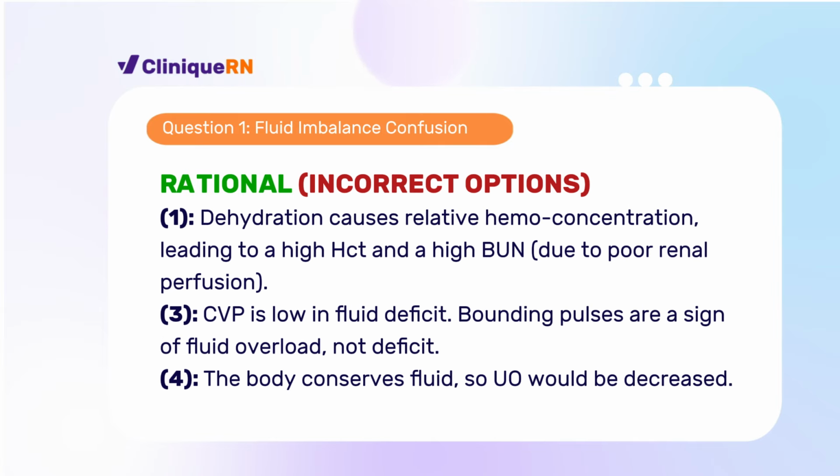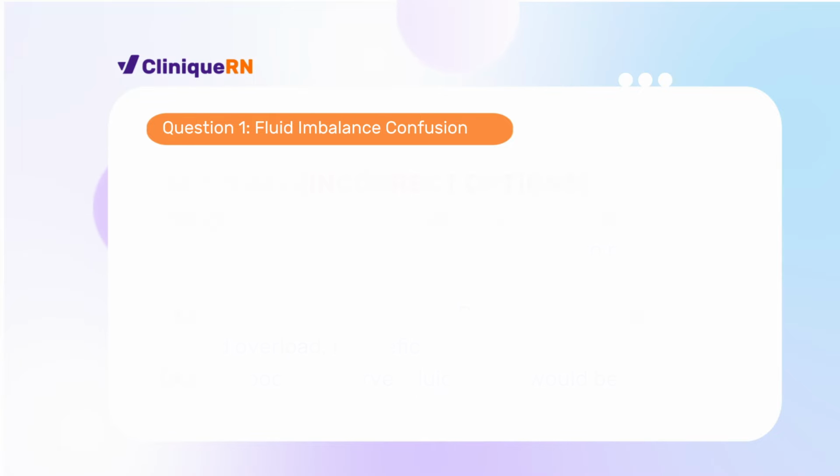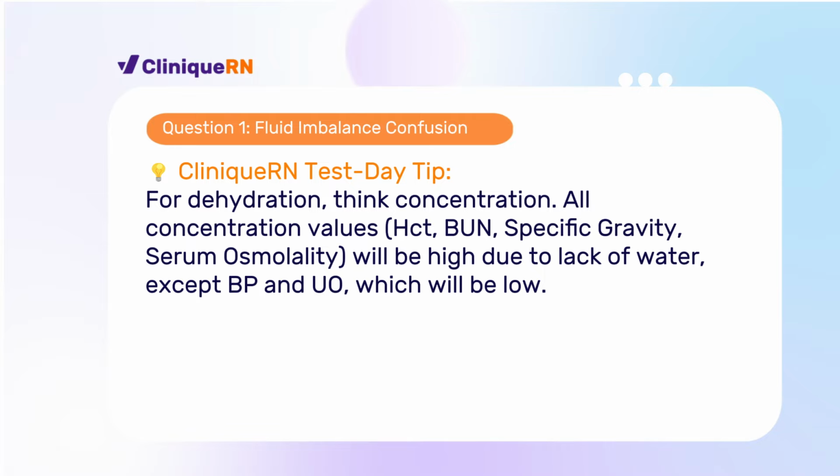Incorrect options. 1. Dehydration causes relative hemoconcentration, leading to a high HCT and a high BUN, due to poor renal perfusion. 3. CVP is low in fluid deficit. Bounding pulses are a sign of fluid overload, not deficit. 4. The body conserves fluid, so UO would be decreased. Clinique RN test day tip. For dehydration, think concentration. All concentration values, HCT, BUN, specific gravity, serum osmolality, will be high due to lack of water, except BP and UO, which will be low.